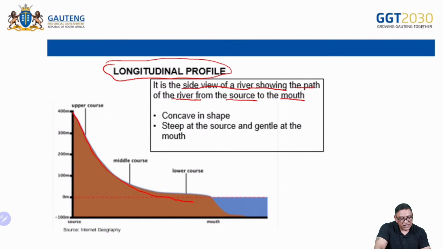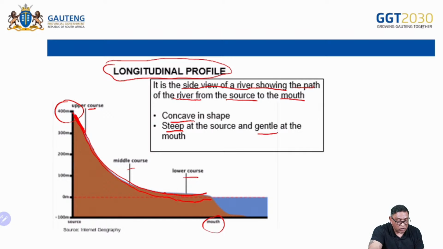Okay, can you see it there? It's a side view. Okay, there's the source, there's the mouth. All right, and you can see your courses, your upper course, middle course, lower course. We realize the characteristics. It's concave in shape, steep at the top or at the source, and gentle at the mouth. That describes it. So we're looking at it from the side.